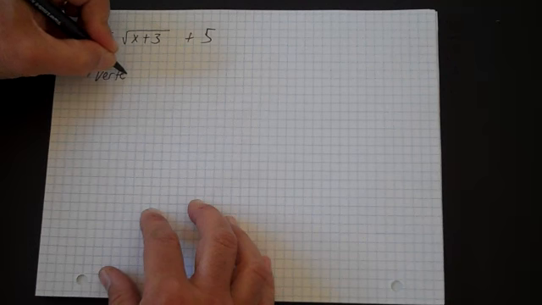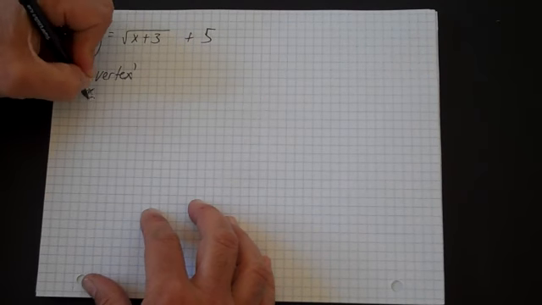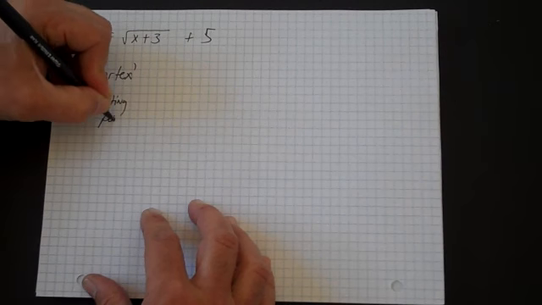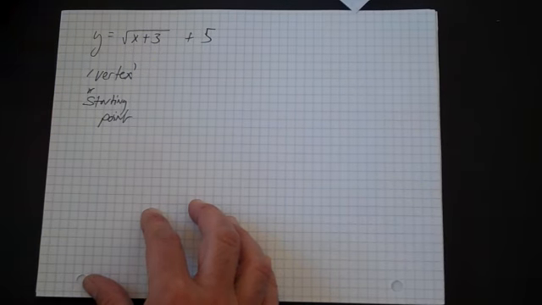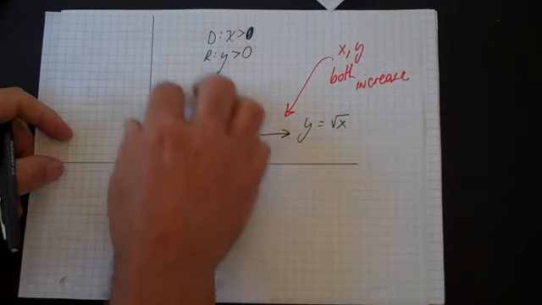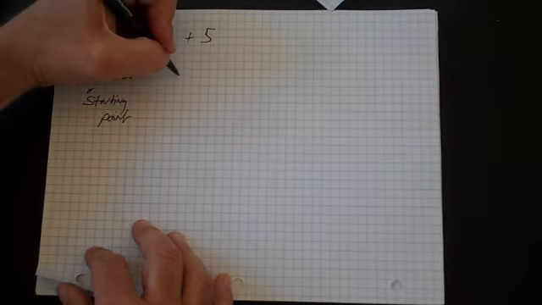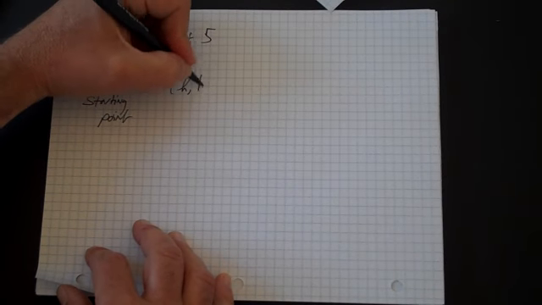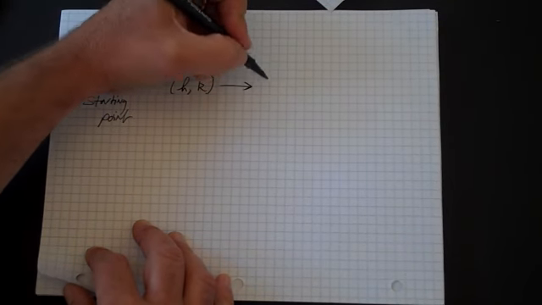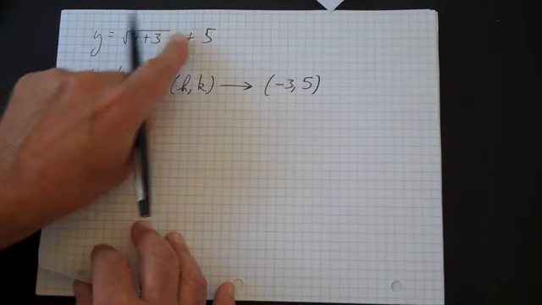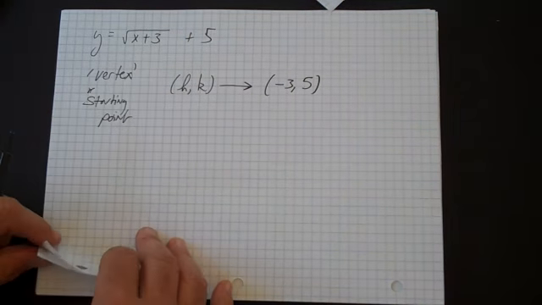It's kind of the starting point. So you get a vertex or starting point. That's the equivalent in our basic graph of the 0, 0. So we're going to take this and move it around to where the 0, 0 goes. And the vertex is always going to be h, k. So in this case, the starting point is going to be minus 3, positive 5. Remember, the h changes signs and the k doesn't.